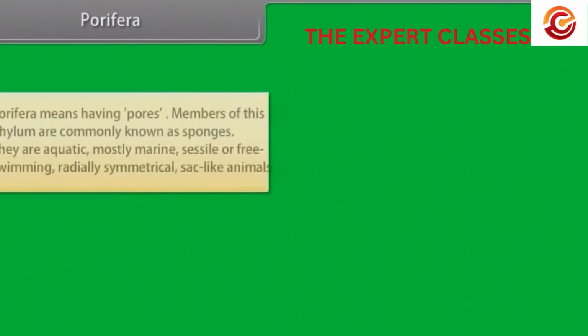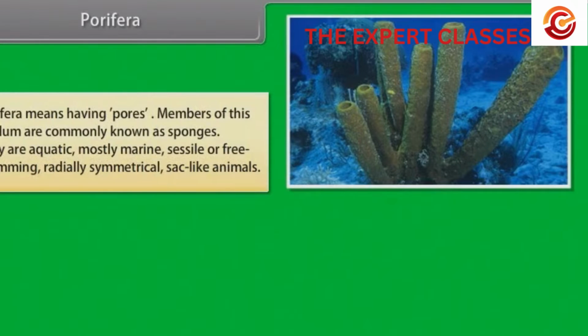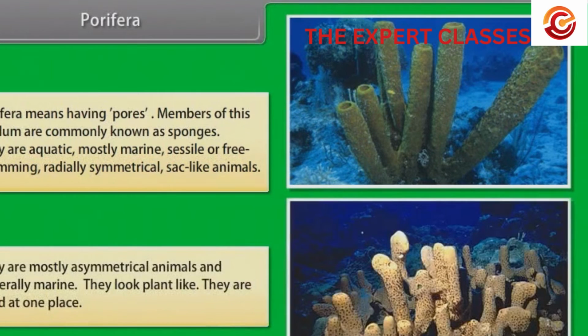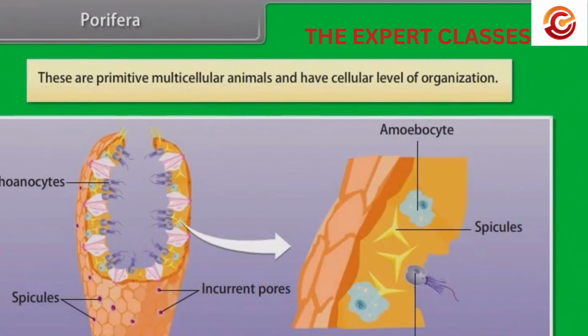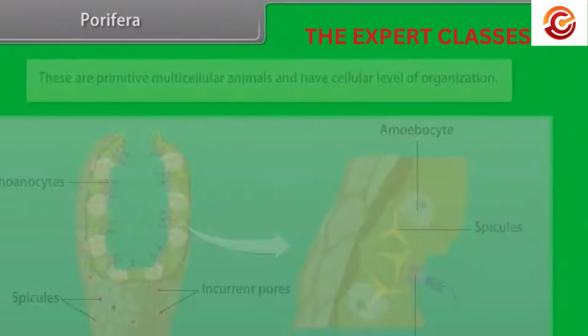Porifera. Porifera means having pores. Members of this phylum are commonly known as sponges. They are aquatic, mostly marine, sessile or free-swimming, radially symmetrical, sac-like animals. They are mostly asymmetrical animals and generally marine. They look plant-like. They are fixed at one place. These are primitive multicellular animals and have a cellular level of organization.